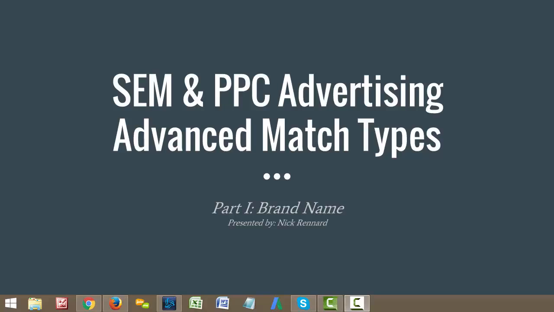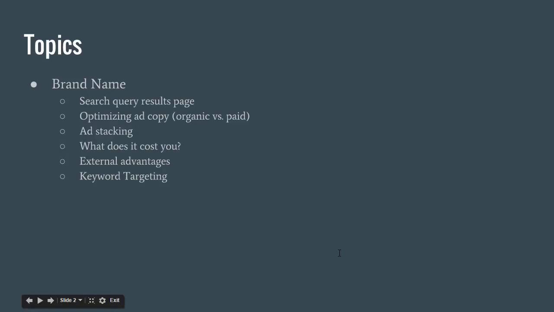So today we're going to be talking about brand name. You can see it says part 1, brand name. I'll go to the next slide here. Here are the topics. We're going to be talking about how bidding on your brand name, or not bidding on your brand name, affects each one of these. First, the search query results page, how it looks different if you bid or don't bid, and some of the advantages behind that.